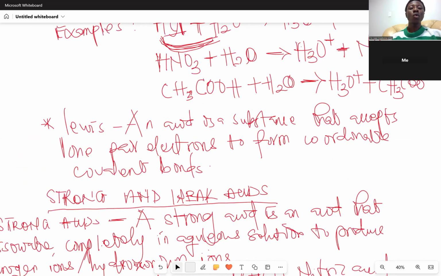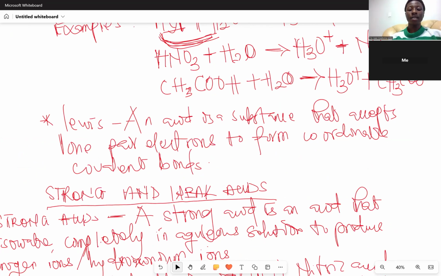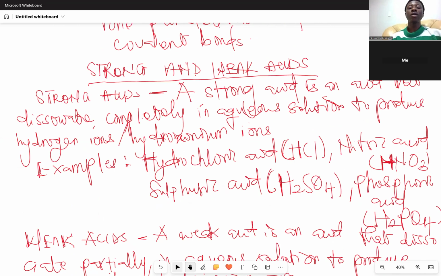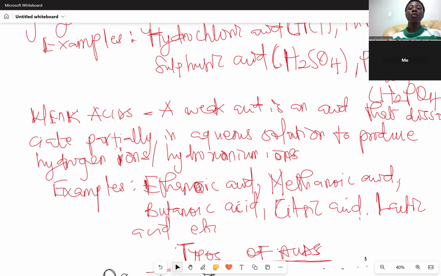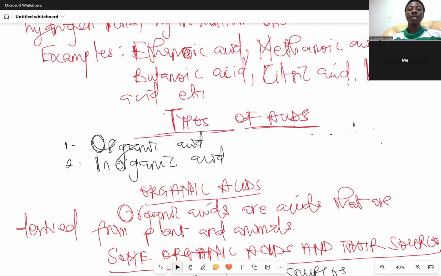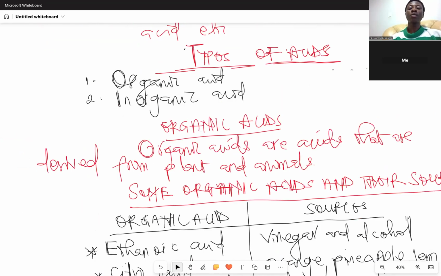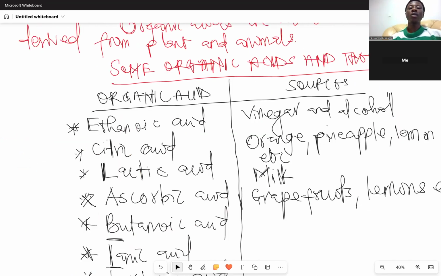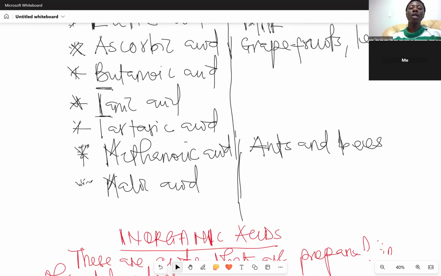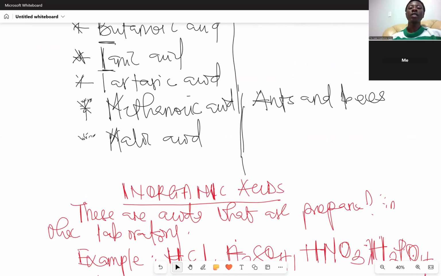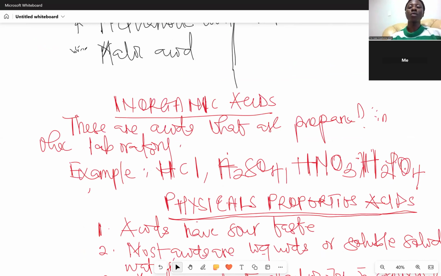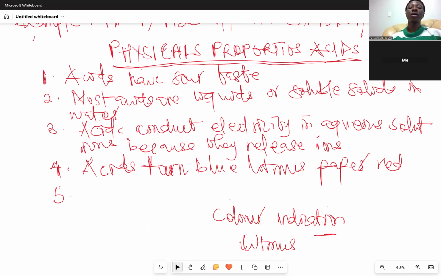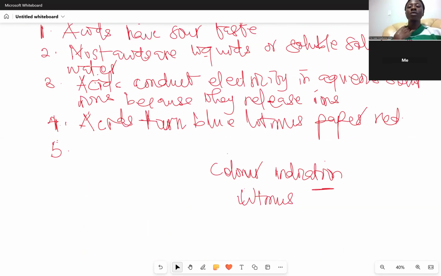Then we spoke about strong and weak acids, what strong acids are and what weak acids are, with examples. Then we spoke about types of acids. We said we have organic and inorganic, and we discussed that with examples. With our organic acids, I gave you a lot of examples with their sources. Now we were on physical properties of acids. Unfortunately, your light is off and we have to close. In our next meeting, we'll talk about chemical properties of acids, and that will be it.